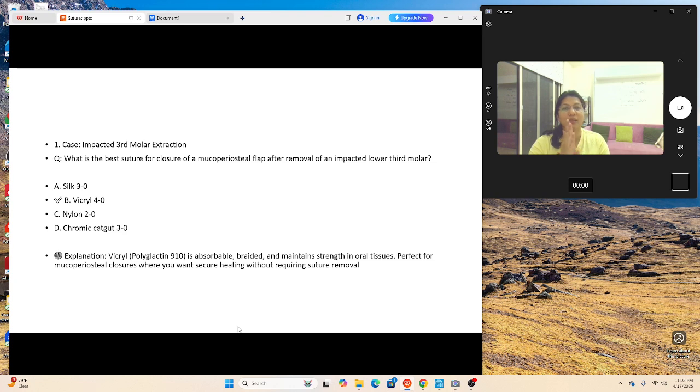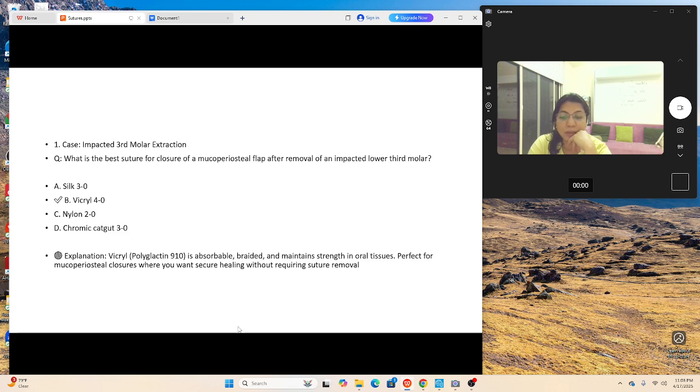Now let's start with the SBQs or other MCQs for the suture kind of questions. Impacted third molar extraction. What is the best suture for closure of a mucoperiosteal flap after removal of an impacted third molar? Vicryl is the answer, and you'll have the options as silk, nylon, chromic catgut. Vicryl 4-0 is the correct answer. Explanation: Vicryl, that's polyglactin 910. Remember the figures.